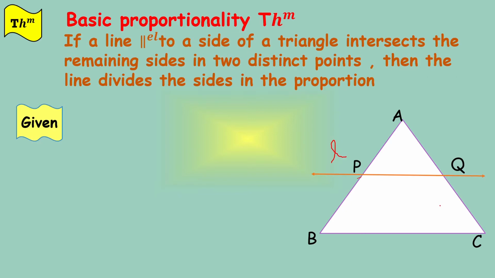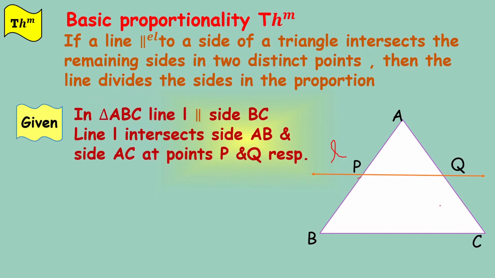Which triangle is given? Triangle ABC is given. Which line is parallel to the side? Line L is parallel to the side BC. And this line L intersects side AB and side AC at point P and Q respectively. To prove, this line L divides the side AB and side AC in proportion.